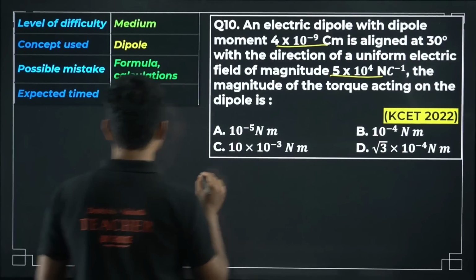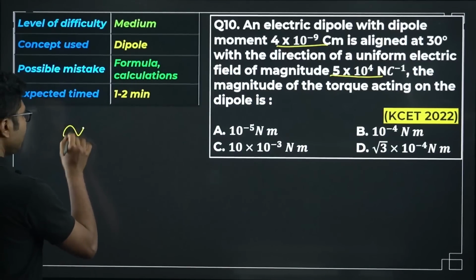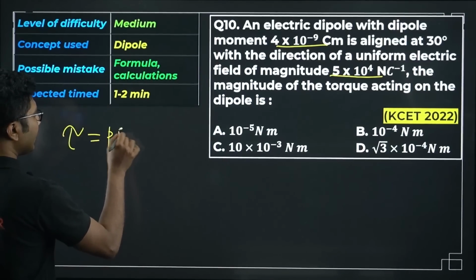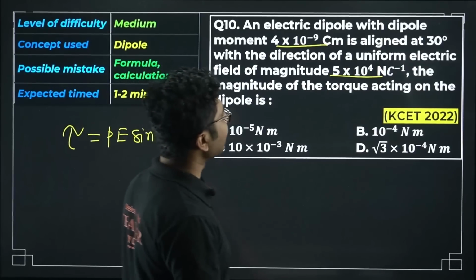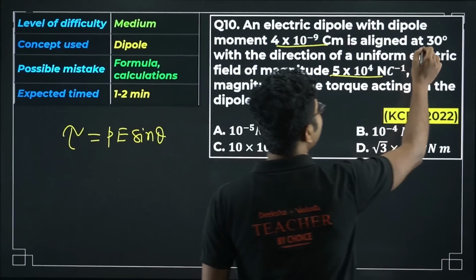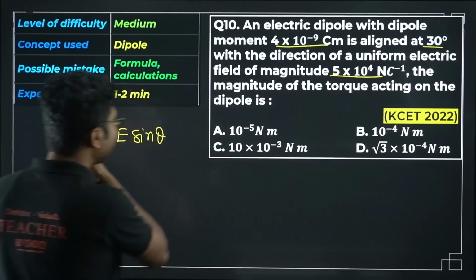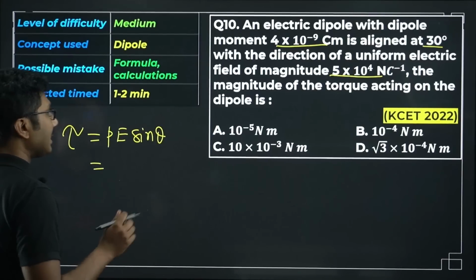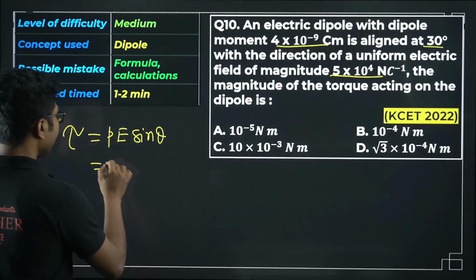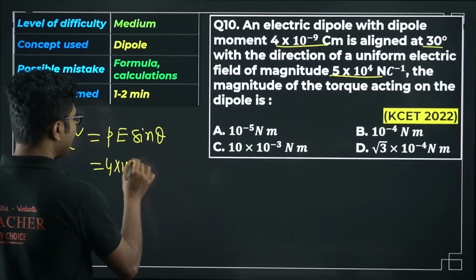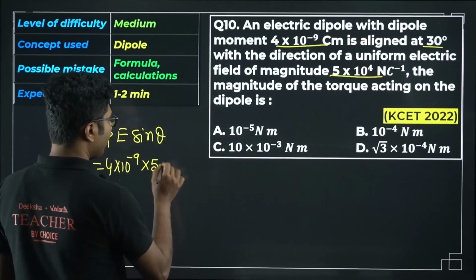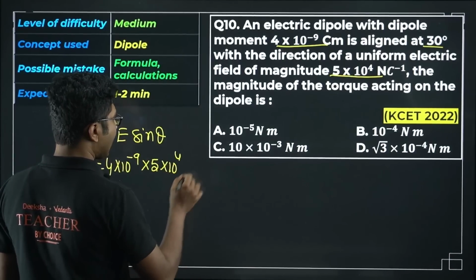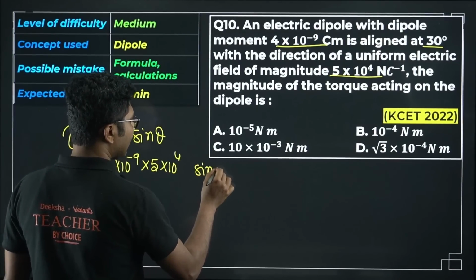So torque is basically PE sine theta. Right, now I guess the angle is given, 30 degrees. So it is P E sine theta, not the same direction, so be careful. So P is 4 into 10 to the power of minus 9, E is 5 into 10 to the power of 4, and sine 30. Sine 30 is half.